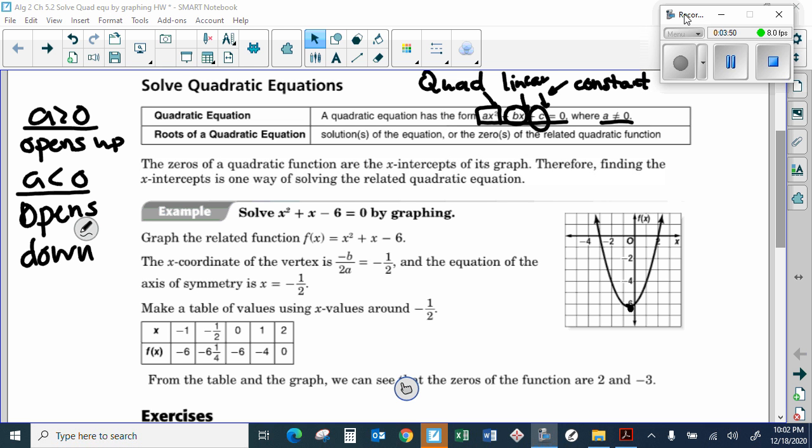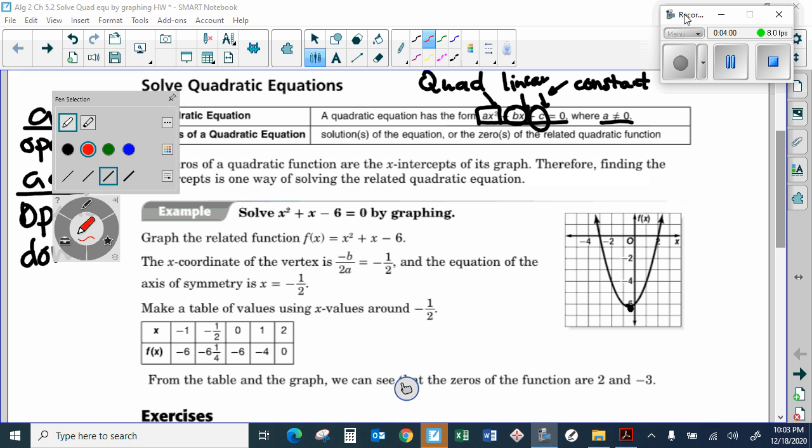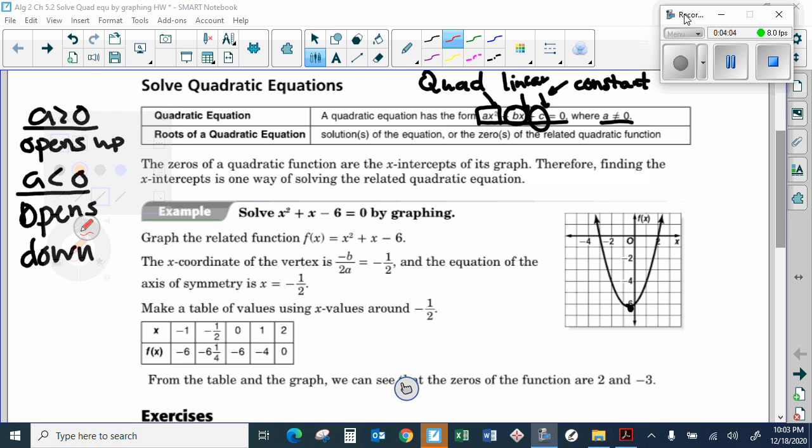All right. So solving it, there are multiple vocab words. 3 of the 4 are listed right here. One of the vocab words for solving a quadratic is roots. Find the roots. Another one is find the solutions. Another one is called find the zeros. They all mean the same thing.